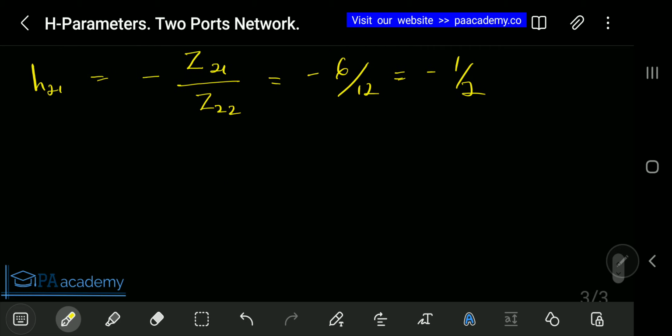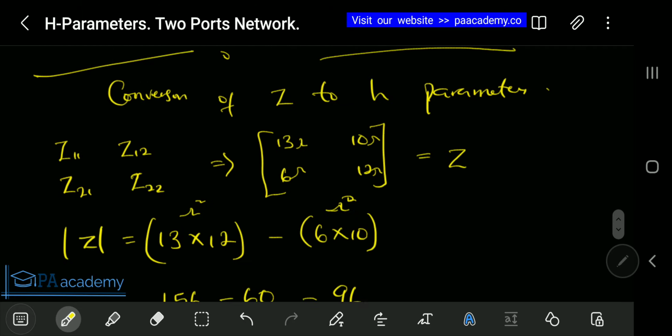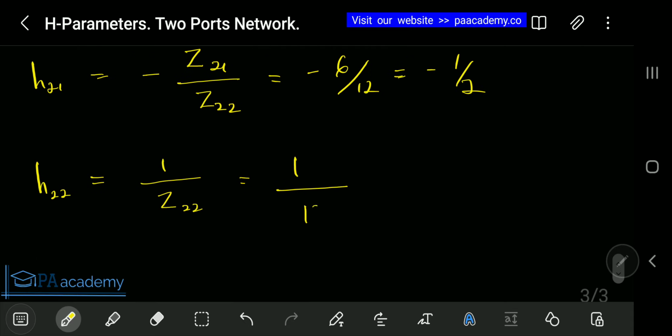And then the last one is h22, which is 1 over z22. Okay, so that means 1 over, what's our z22? I think it's 12. So this is it, our z22 is 12. So that's 1 over 12. We can just leave our answer like that, and then the unit will just be, okay, let me just write it like this.